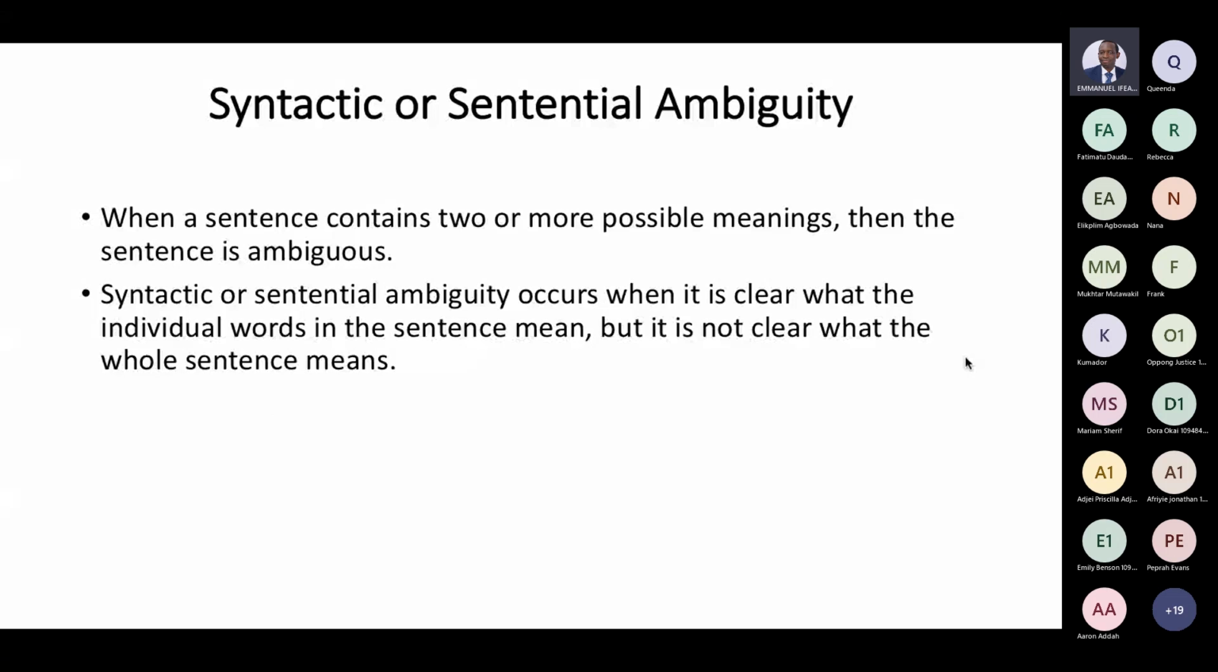Syntactic or sentential ambiguity. When a sentence contains two or more possible meanings, then the sentence is ambiguous. Syntactic or sentential ambiguity occurs when it's clear what the individual words in the sentence mean, but it's not clear what the whole sentence means. The individual words could be clear and precise in their meanings, but the way the words were put together to form a sentence makes it ambiguous.